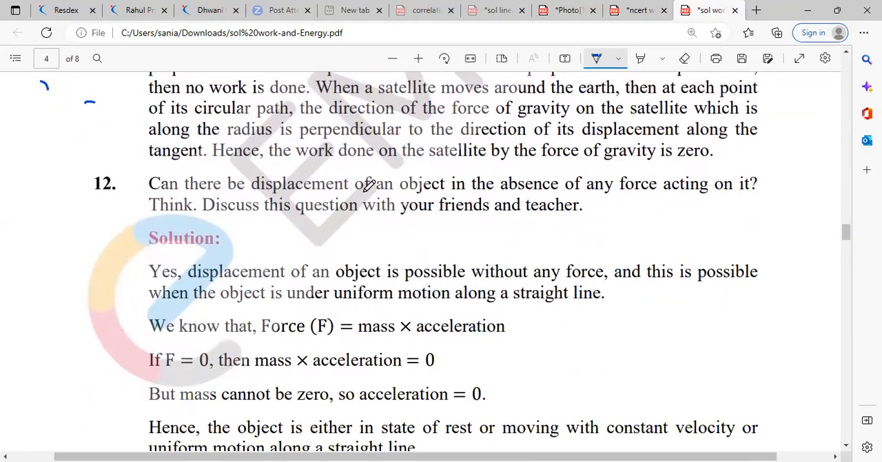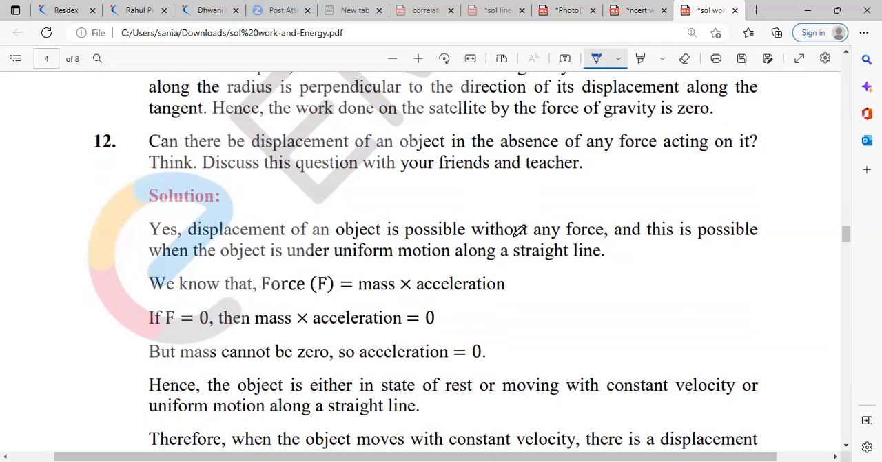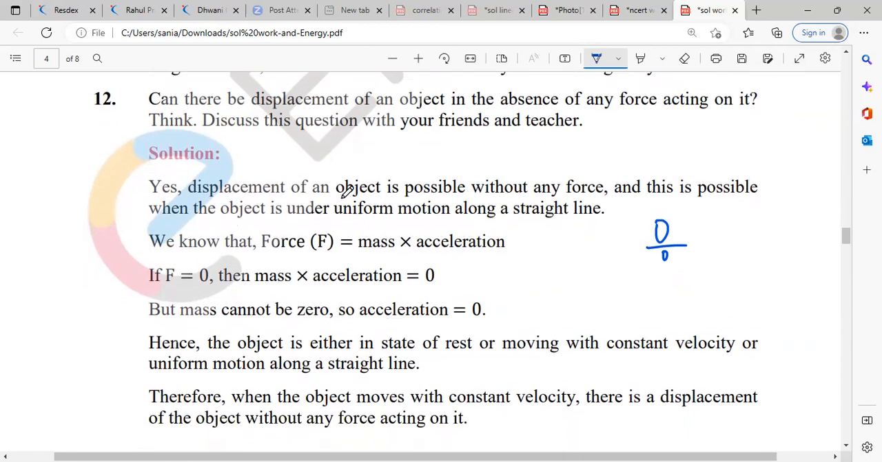Then, can there be displacement of an object in absence of any force acting on it? Discuss this question with your friends and teacher. See, displacement of an object can be zero if no force is acting. Why? Because you are here, I'm not putting any force, so you will be here only. So that means you are not moving. It can be zero, right? Displacement of an object is also possible without any force, as this is possible when the object is under uniform motion along a straight line, right?